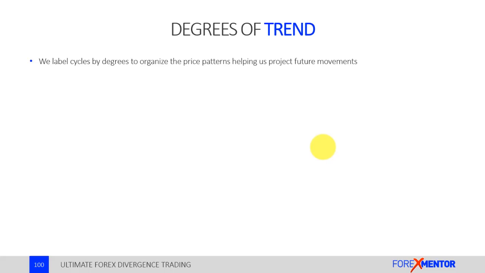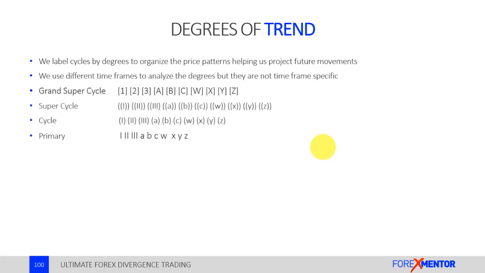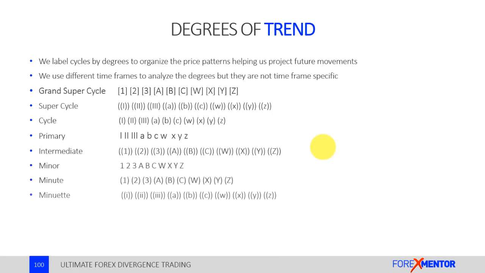Now, for the different degrees, we use different time frames to analyze the degrees or cycles, but they are not time frame specific. And we're basically going to use the same labeling structure as they do in Elliott wave: the grand supercycle, the cycle degree, the primary degree, intermediate, minor, minute, minuet, subminuet, and micro. And this is how we're going to do it in the follow-up service.